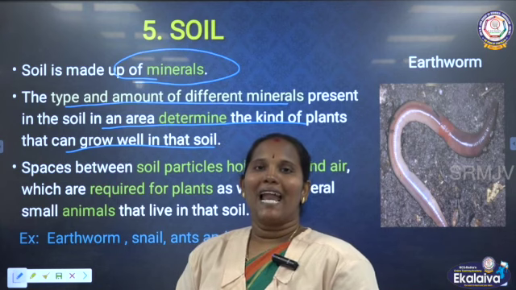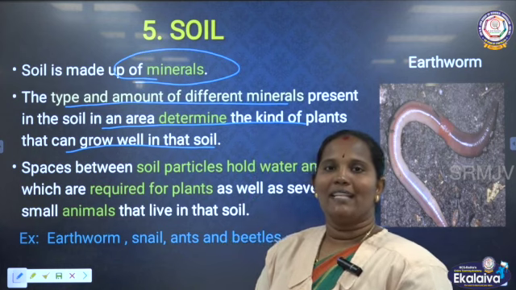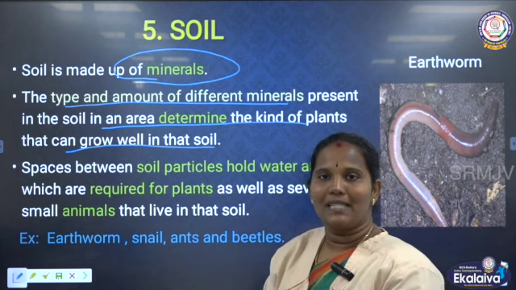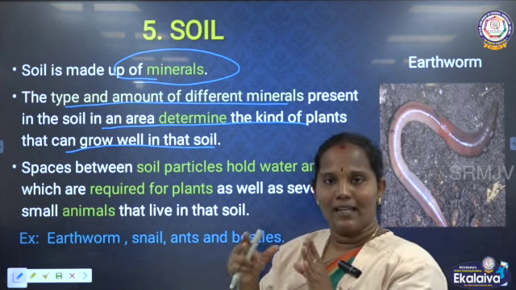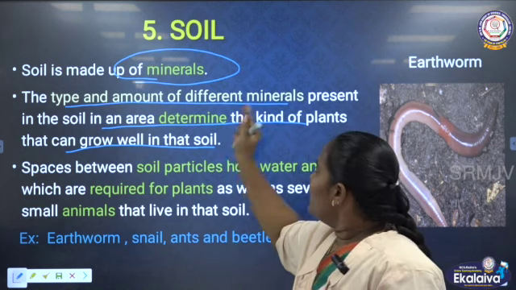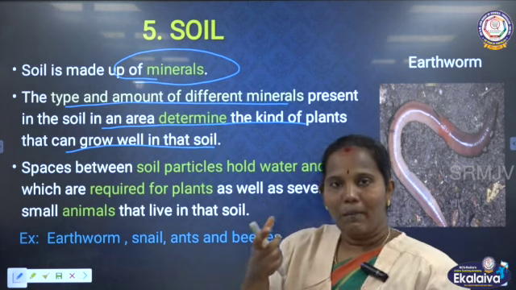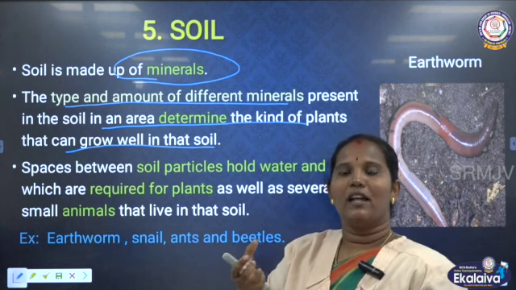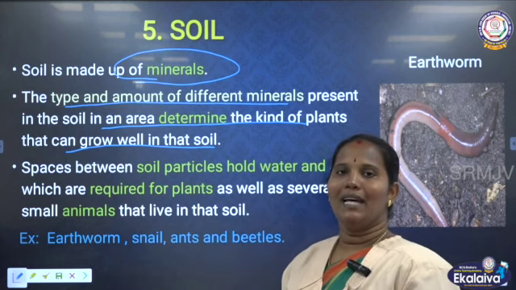Based on the kind and type of minerals present, we can categorize the soil: clayey soil, sandy soil, red soil, black soil. How do we categorize them? By the amount and type of minerals. Based on this categorization, plants and animals can survive in those places. The determination of the soil happens with the help of its minerals. How much of the minerals are contained in that particular soil determines the pH level of the soil.